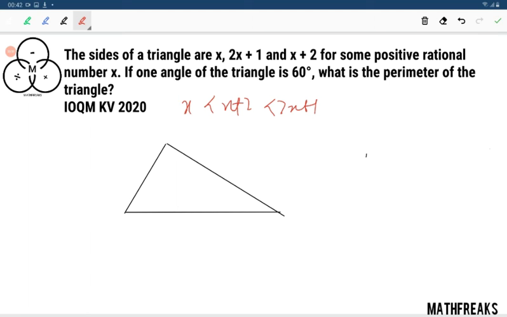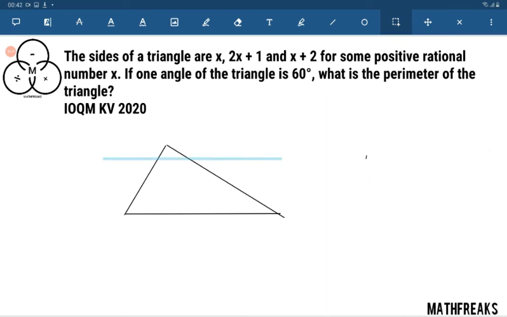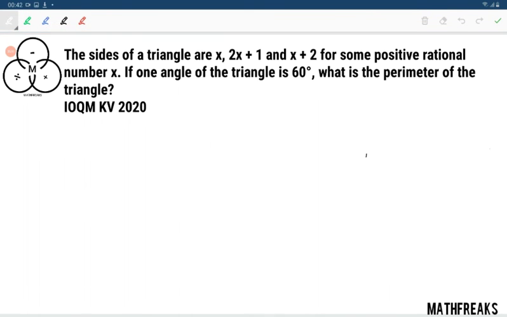Some would say that okay, if x is very large or very small, then 2x plus 1 may not be greater than x plus 2. Okay, but generally if this kind of questions are given, we need to go through some considerations. So we will consider that this is the middlemost angle of the triangle. Simply we'll put cos 60 and apply the cosine rule.